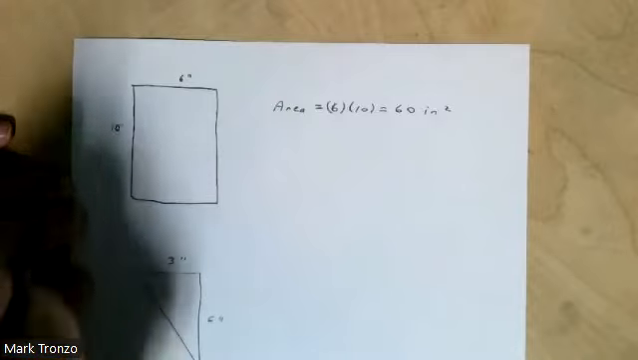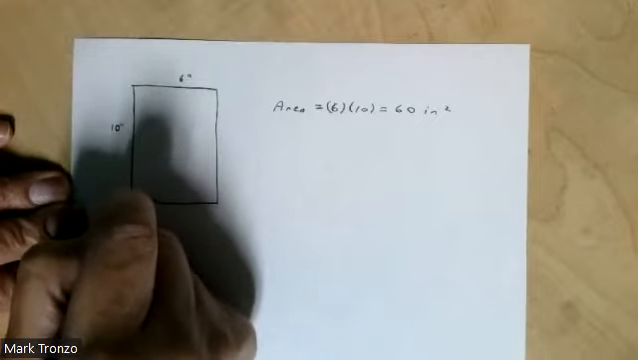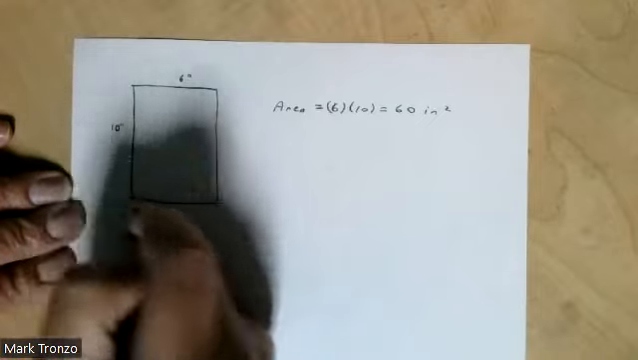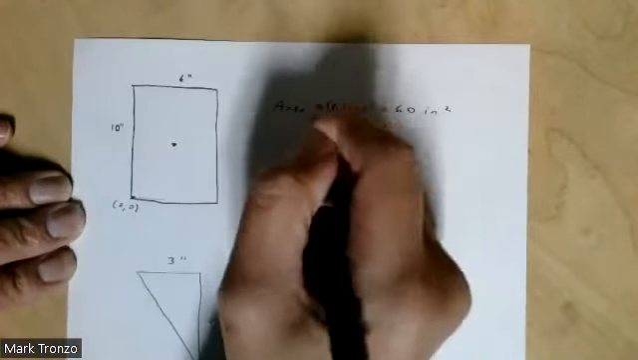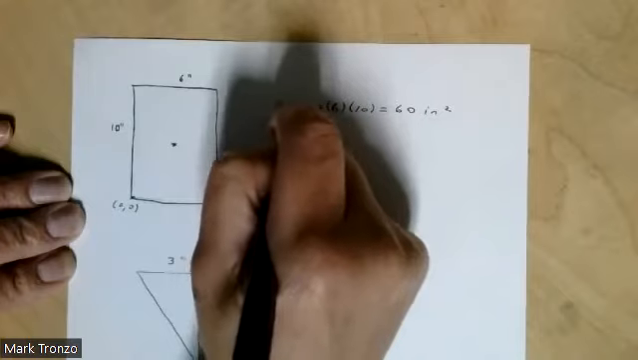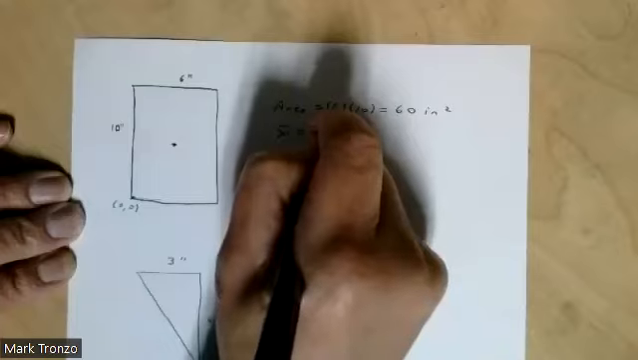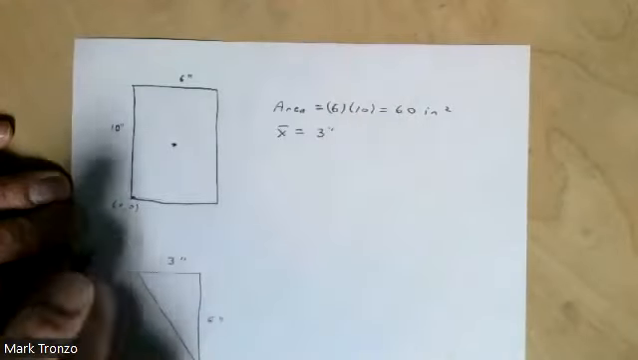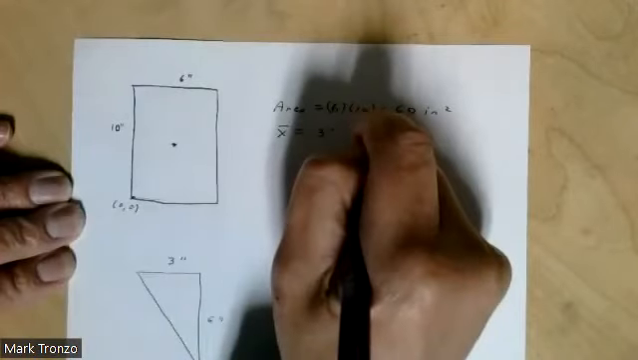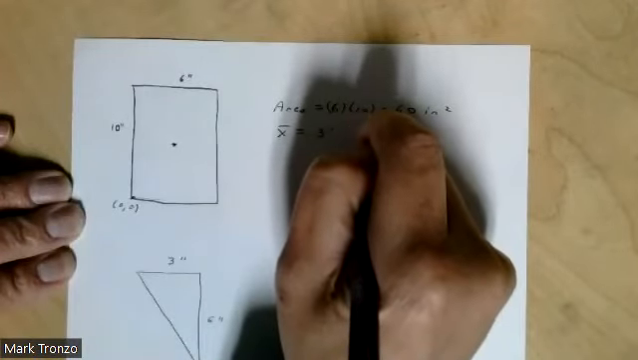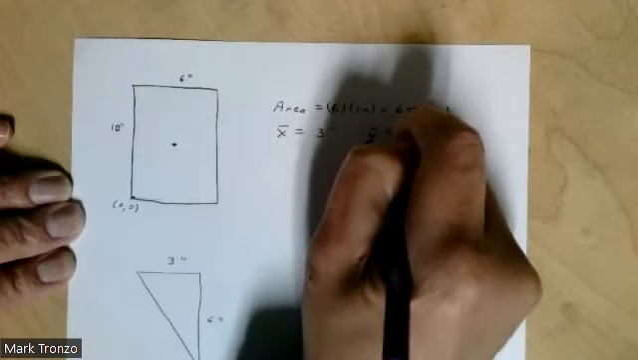Now the centroid of this, again, let's count this point as 0, 0 over here. The centroid, of course, is going to be right in the middle. And so the X bar is going to be 3 inches from this side, and the Y bar will be halfway up, and that will be 5 inches.